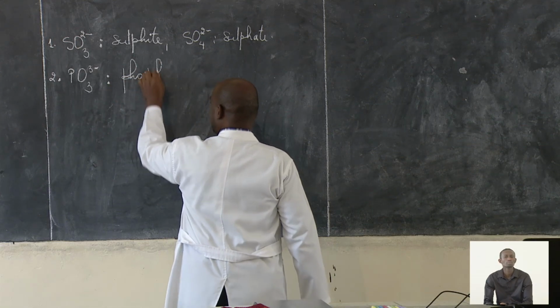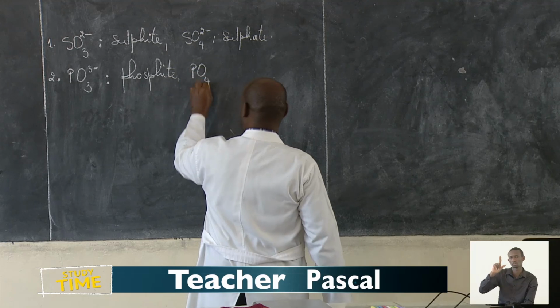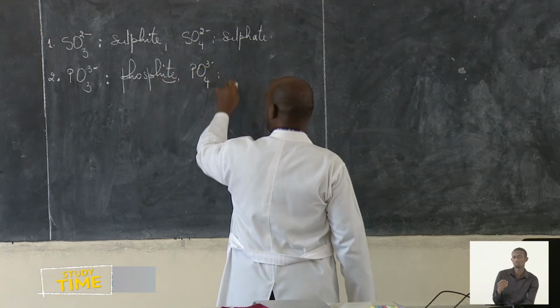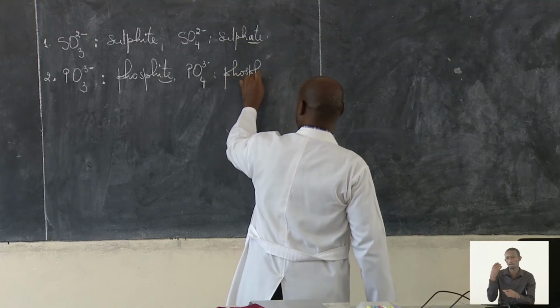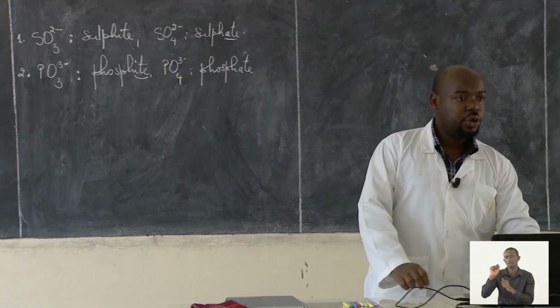phosphite. Phosphite, if it is 4, then you replace the ite with ate. So it becomes phosphate. Phosphate.